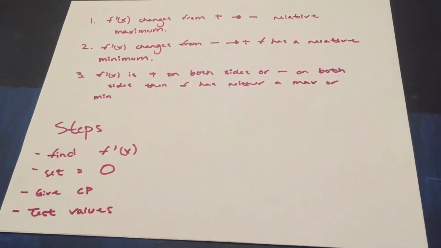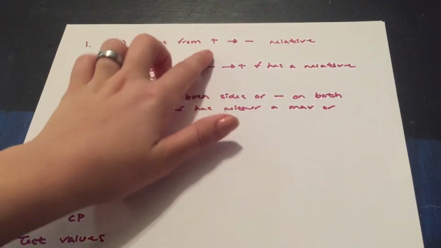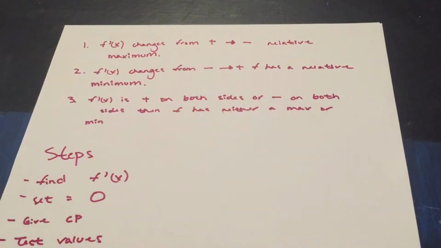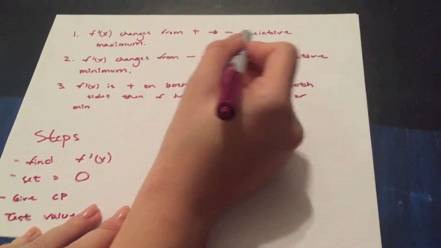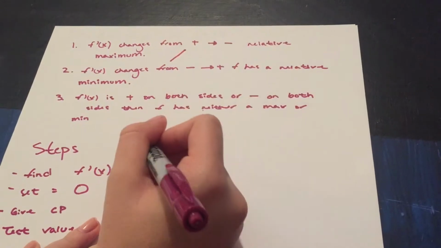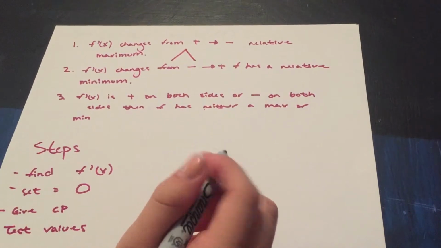When you test the values, you're going to see that if f prime of x changes from a positive to a negative, you're going to have a relative max, and this is how I remember it. If it goes from positive to negative, you go positive, up, and then negative. So that's a maximum. You have a mountain.